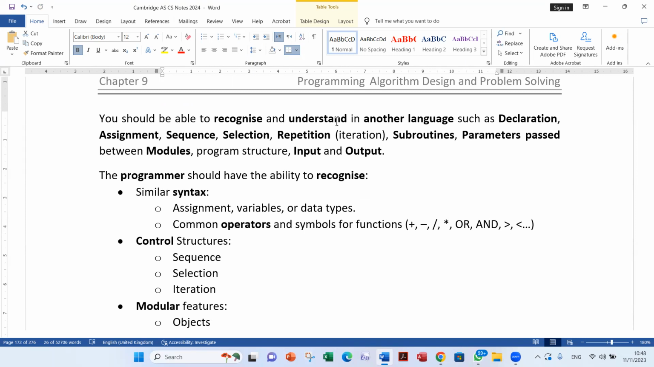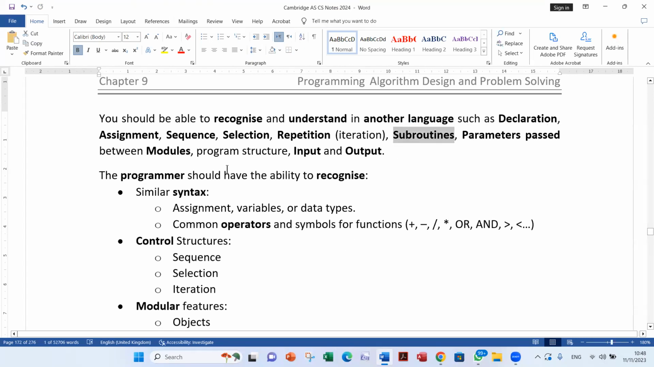Declaration. Assignment: you put a value in a variable. Sequence: instructions are performed one after another. Selection, that is the if then else. Repetition, this is the for, while, repeat until. Subroutines are parts of a program. Parameter passing is difficult, we will learn about it. Modules are another way of doing subroutines. Program structure, input and output. There are input commands and output commands. In any programming language, they will look familiar to you.